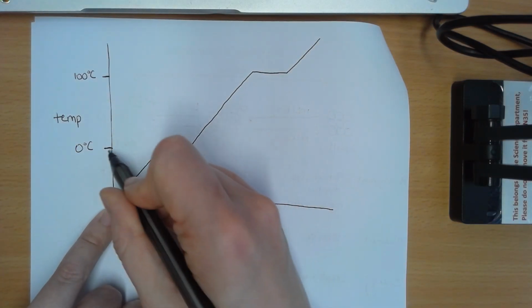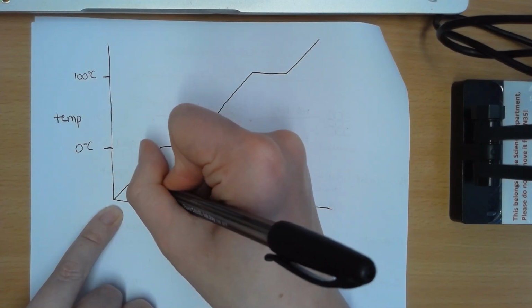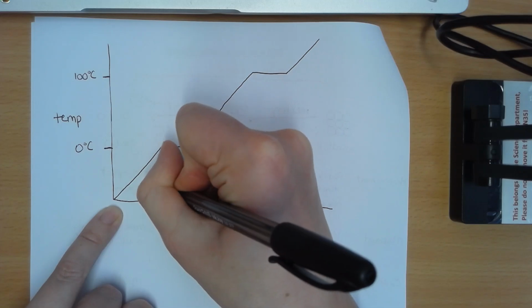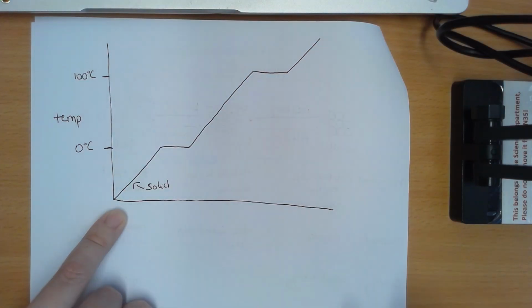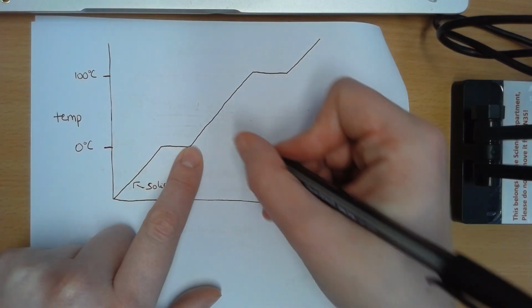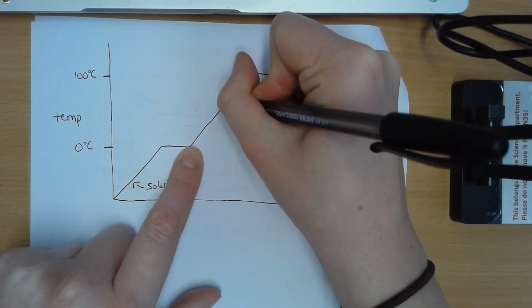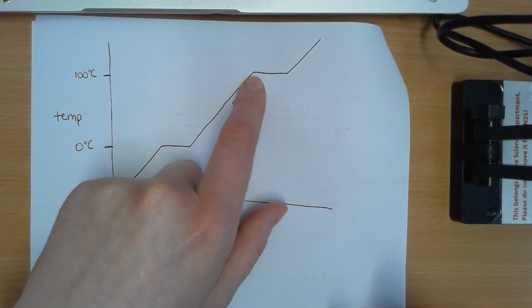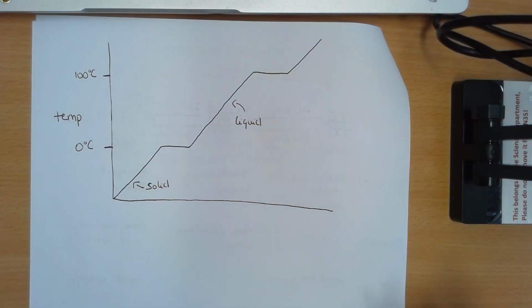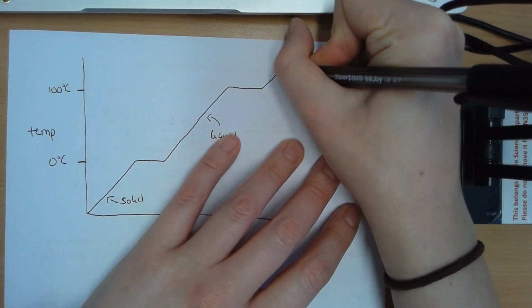So below 0 degrees, water is going to be ice. And if it's ice, I'm going to write that it was a solid. So anything below 0 degrees, water is going to be solid. Above 0 degrees, water is going to melt and it's going to turn into a liquid. So I'm going to label all of this part here as liquid. But as soon as it gets above 100 degrees, water is going to boil. And when it boils, it's going to become a gas.